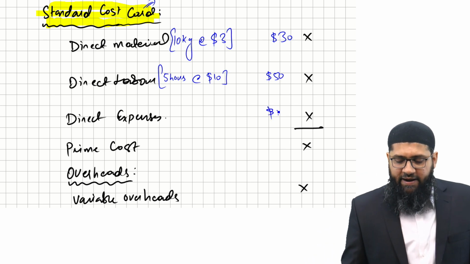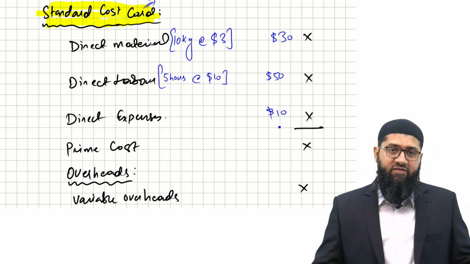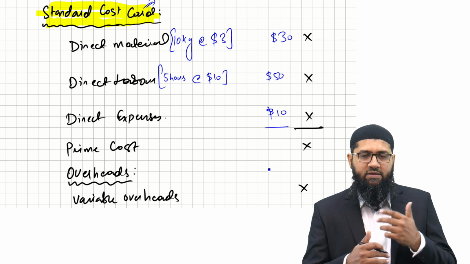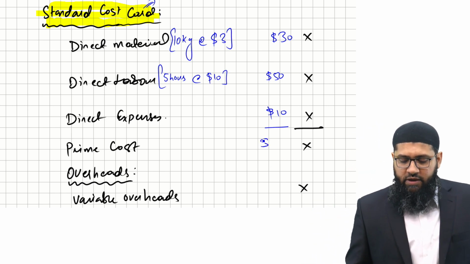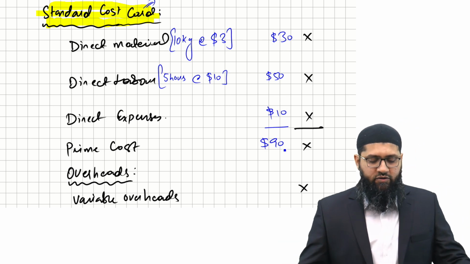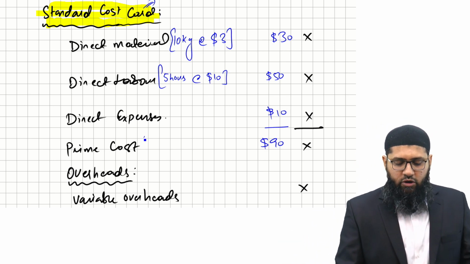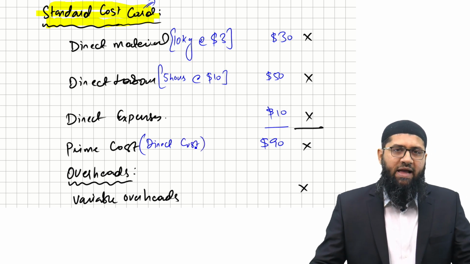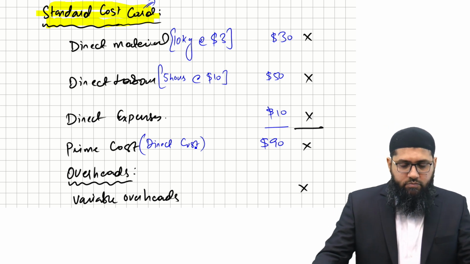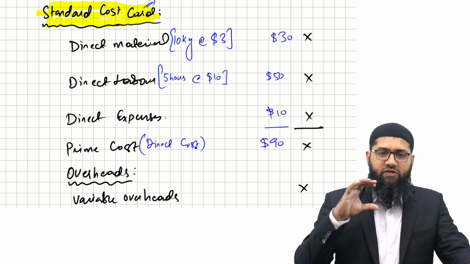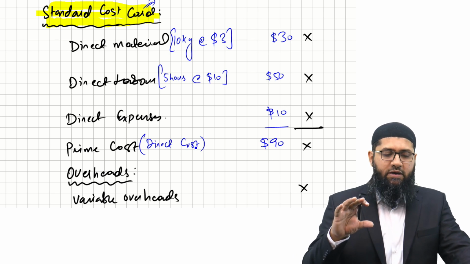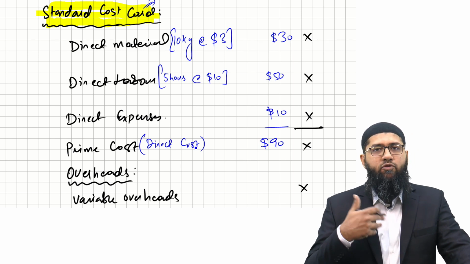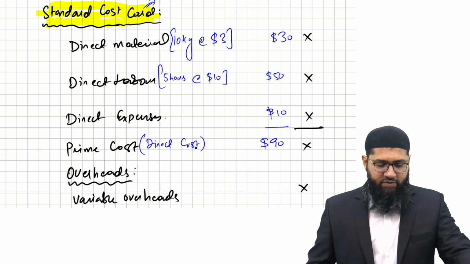Then there could be some direct expenses, let's say $10 worth of direct expenses incurred in order to manufacture this product. Resultingly, the $30, $50 and $10 give you $90 as the prime cost. When I talk about the concept of prime cost, the prime cost actually means the direct cost. I repeat, the prime cost actually means the direct cost. So the standard cost card tells us that if you are going to manufacture a product, this is the standard cost you will incur in terms of material, labor, and other expenses.